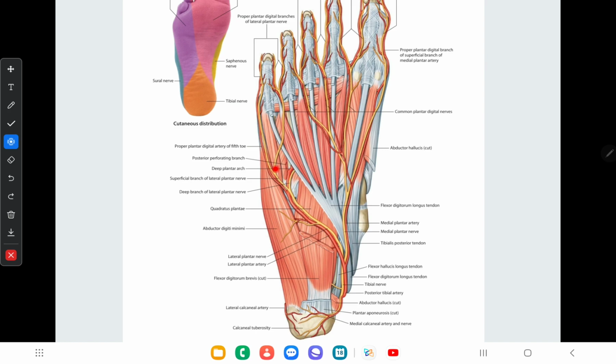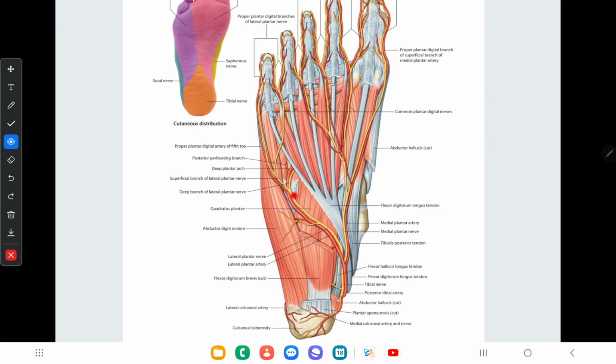It arises also beneath the flexor retinaculum and runs forward deep to the abductor hallucis and flexor digitorum brevis as the medial plantar nerve. Then it accompanies lateral plantar artery here, and it reaches the base of the fifth metatarsal bone and divides into superficial and deep branches. Here you can see, after reaching the base of the fifth metatarsal bone, it has divided into the superficial branch and the deep branch. The course of lateral plantar nerve is very much similar to the ulnar nerve in the palm.